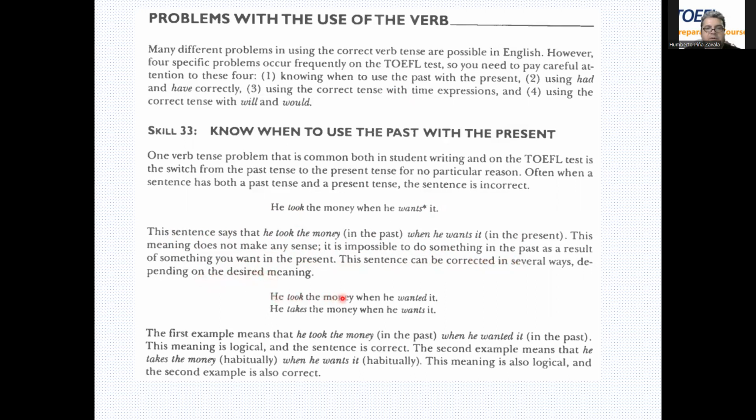For example, he took the money when he wanted it. The first example means that he took the money in the past when he wanted it in the past. This meaning is logical, and the sentence is correct. He takes the money when he wants it. The second example means that he takes the money habitually when he wants it. So it's something that they do frequently, very often. This meaning is also logical, and the second example is also correct.